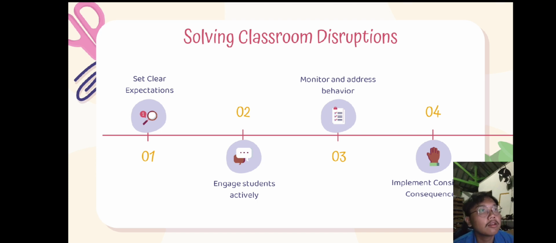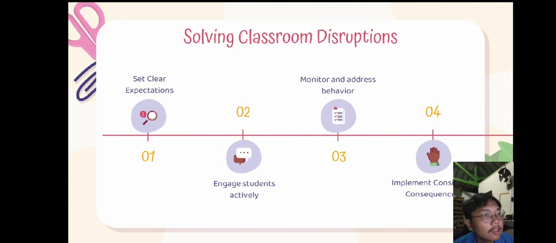Third is monitor and address behavior. Move around the classroom to monitor students closely. Often just being near the students who are off task can discourage the disruptive behavior. And also, don't forget to use positive reinforcement to encourage good behavior. Praise the students who are following the rules and participating appropriately.